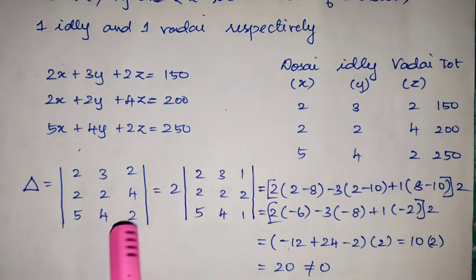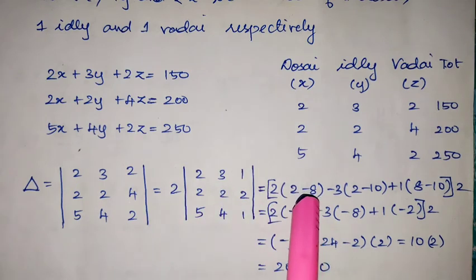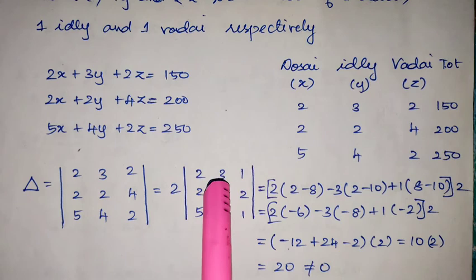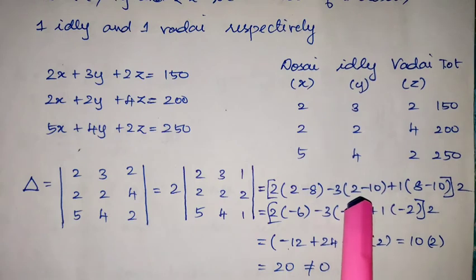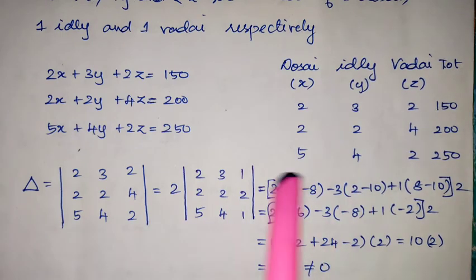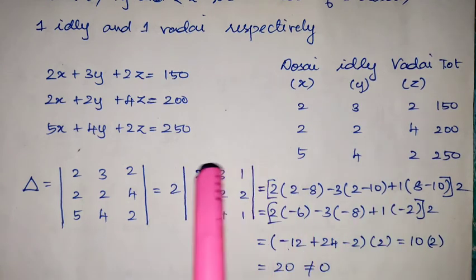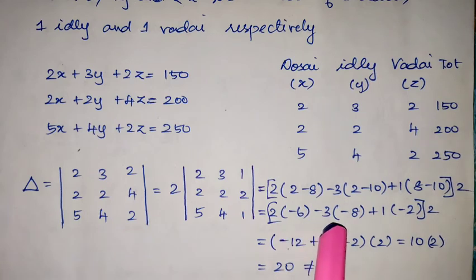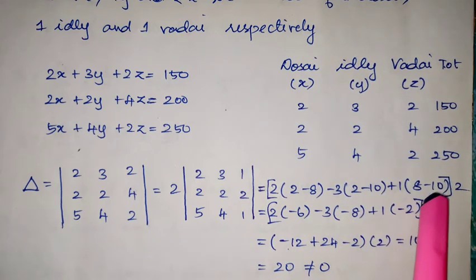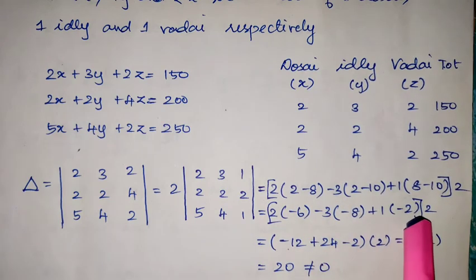So 2, you know how to expand it. First column, first element is 2, leaving the row and column. 1 into 2 is 2, minus 4 into 2 is 8. Second element, change the sign. 3 minus 3, leaving the row and column. 1 into 2 is 2, minus 5 into 2 is 10. Third element is 1, so 1, leave the row and column. 2 into 4 is 8, 2 into 5 is minus 10. Okay, so 2, this is minus 6, minus 3, and this is 8, and 1, and this is minus 2. So 2 into minus 6 is minus 12, minus 3 into 8 is minus 24, 1 into minus 2 is minus 2.